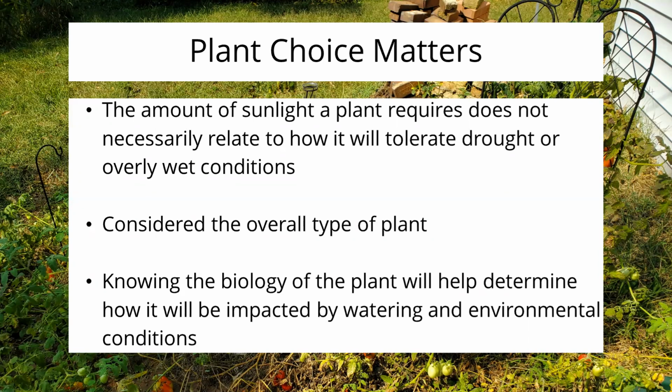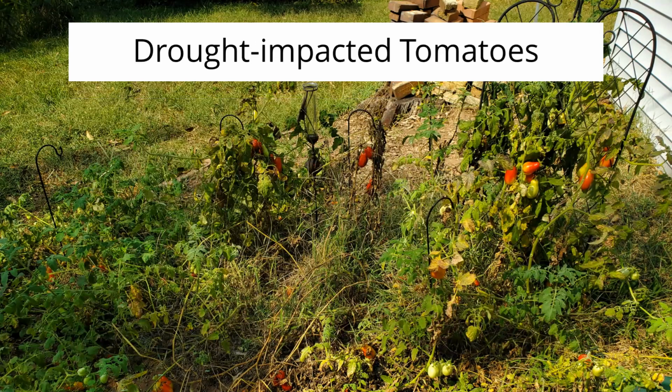Whereas if we look at another plant, which I'm going to show you a few in a minute here, some of them are much more drought tolerant than others. Understanding that biology is going to hugely impact your watering practices, and I'm going to show you why. So let's look at these tomatoes here. These are just cherry tomatoes.